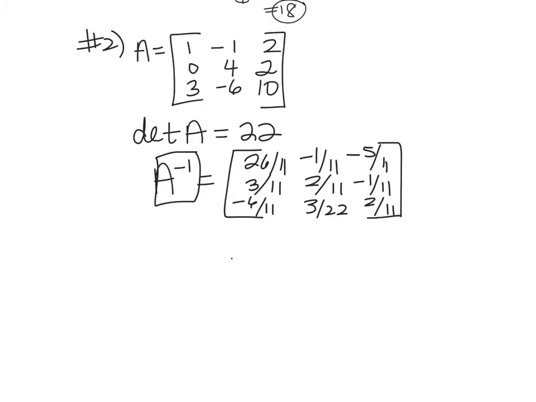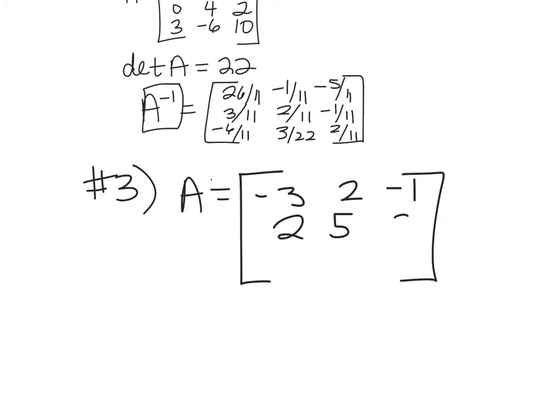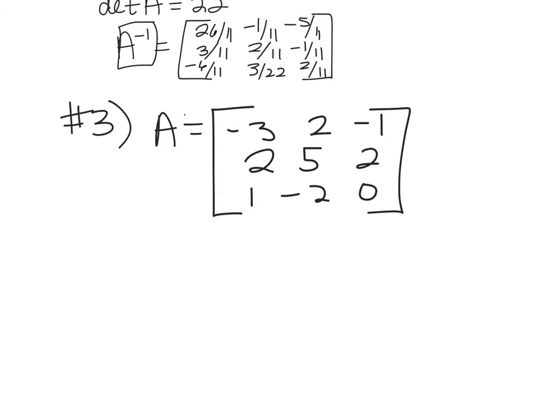All right, you try this one. Number 3. I want to see if you can do this. I always just label them A. You can just keep changing matrix A, okay? So let's do this one. We'll go -3, 2, -1, 2, 5, 2, 1, -2, 0. And so I want you to find A inverse. You don't have to find the determinant. I'm just asking you to find A inverse. Do you want to try that on your own?